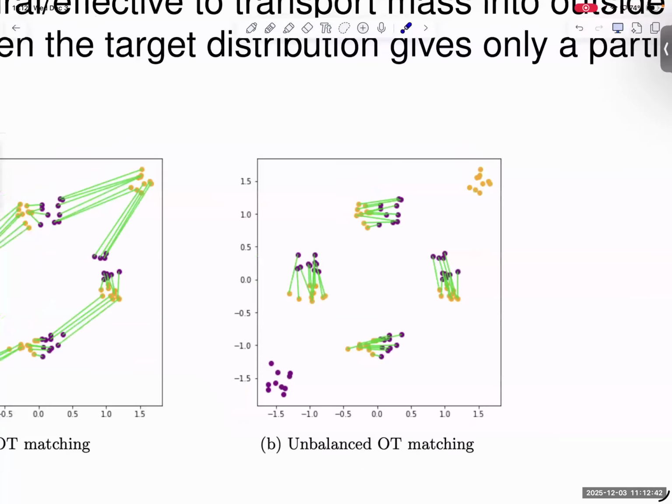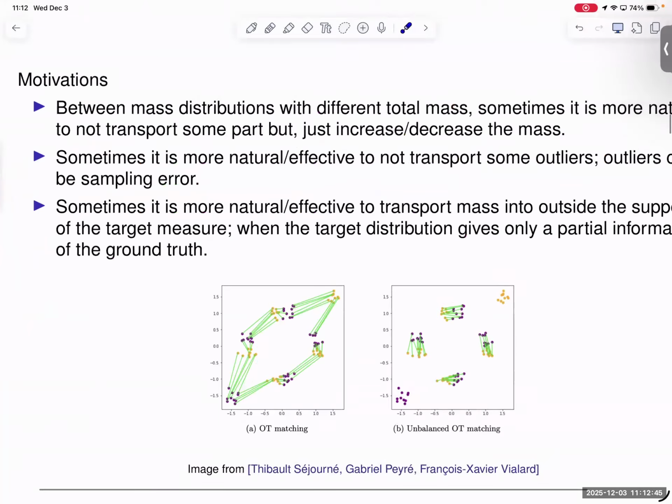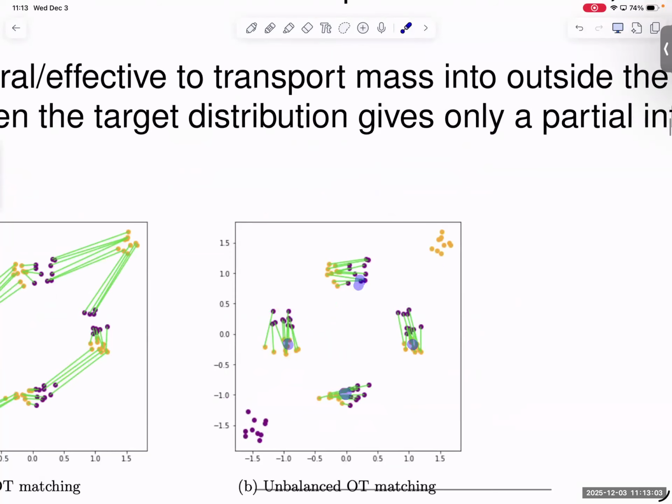So unbalanced mass transport is not only for measures with different total mass, but even in the space of probability measures, okay? Some definition of unbalanced mass transport may give you a different way of transportation, or different way of matching. Some parts are transported to the others, but some parts are teleported.